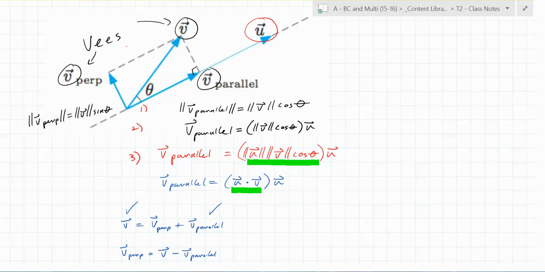So the last two truths here: if V parallel plus V perp is equal to V, what does V perp equal? V minus V parallel. This is really important stuff. So once you find V parallel, what do you automatically have? V perp. Sit down, everybody.